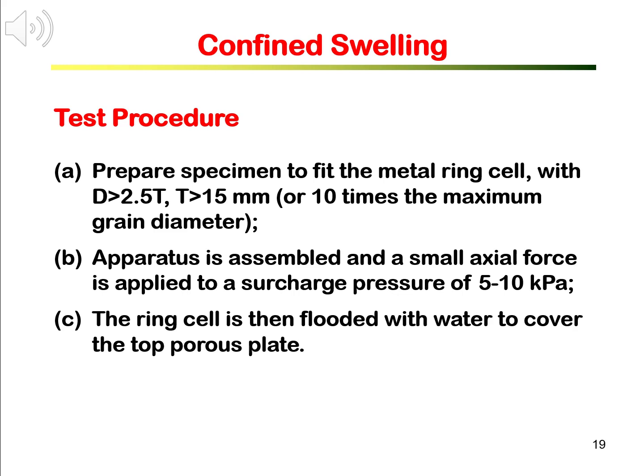After the test assembly is completed, a small axial load is applied to a surcharge pressure of 5 to 10 kilopascal. The container is then filled with water to submerge the specimen with water to cover the top porous plate. Now we are ready to record readings on swelling displacement and axial load.